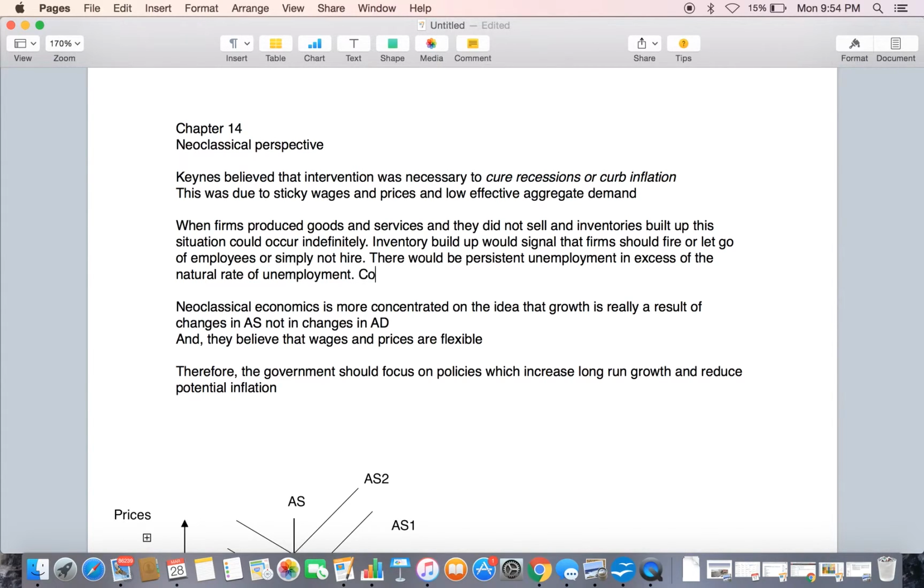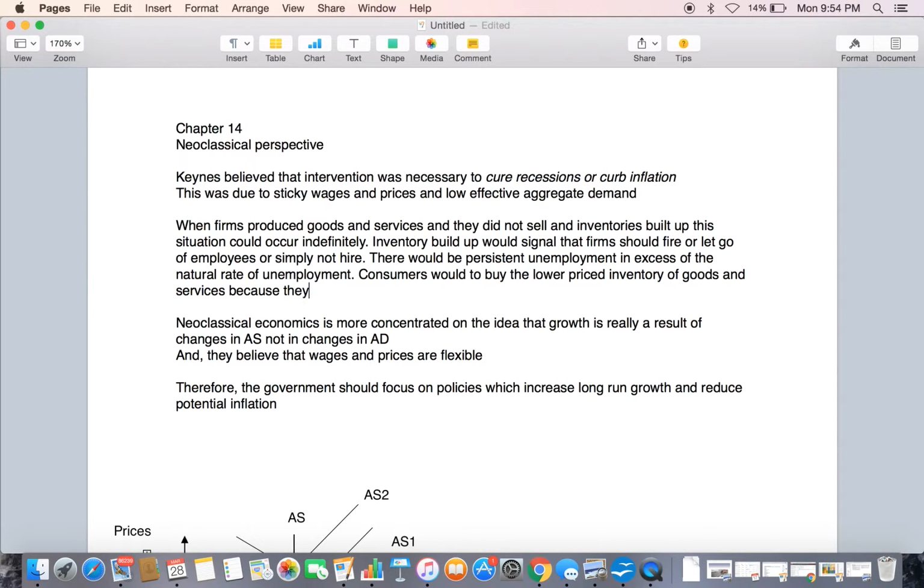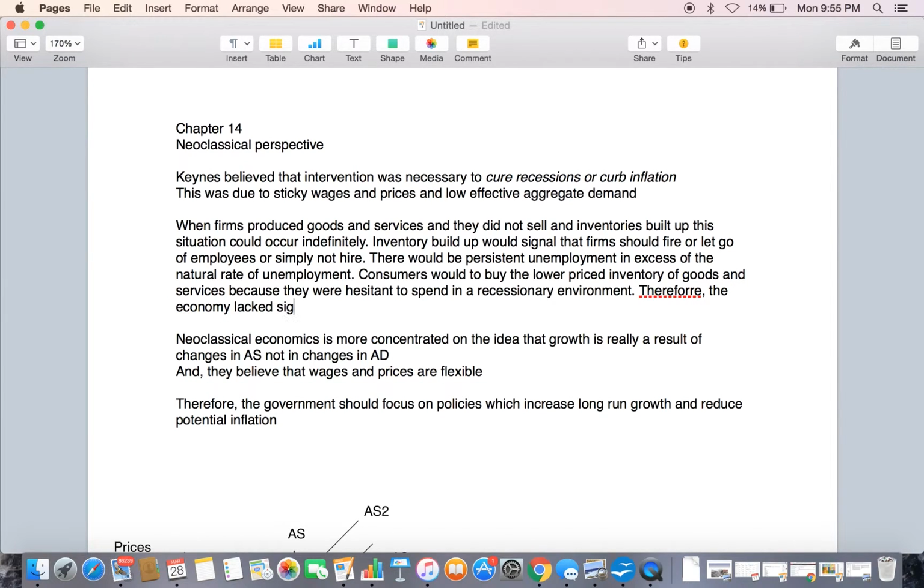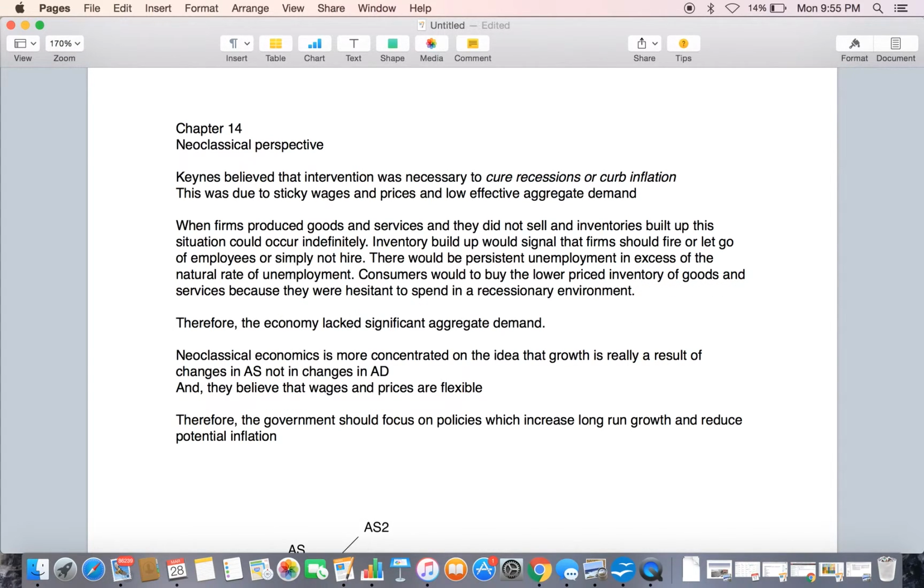This was also because consumers... So the most important thing to note is that the economy could lack significant aggregate demand, and lacking significant aggregate demand meant that we would never reach our potential real GDP, our full employment real GDP, and unemployment would be in excess of the natural rate of unemployment.